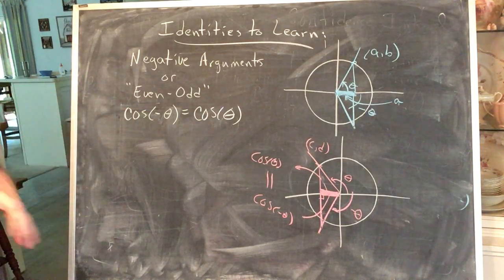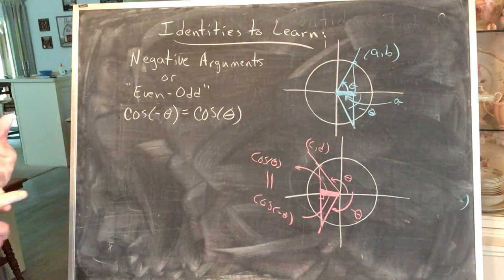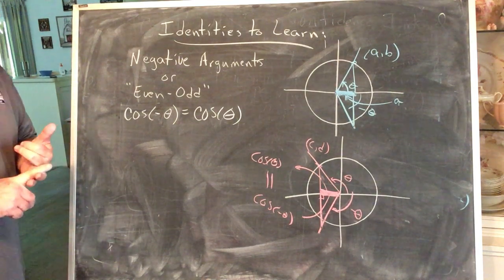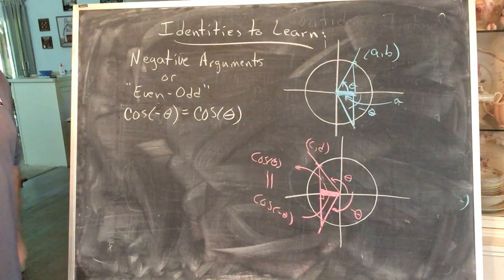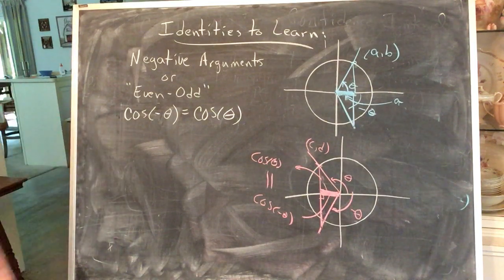That's why typically, and this is what I will do with you, I will only hold you responsible for sine of negative theta equals negative sine of theta, and cosine of negative theta is equal to cosine of theta. And then I'll also hold you responsible for the tangent version, which we'll talk about in the next video.